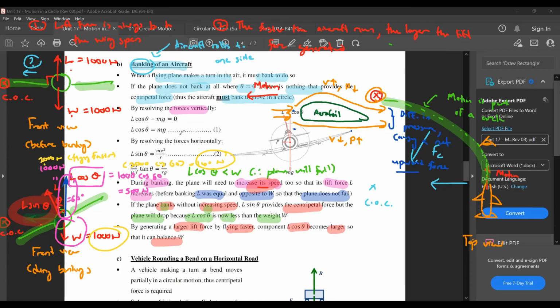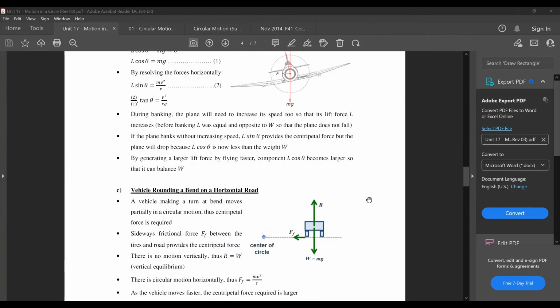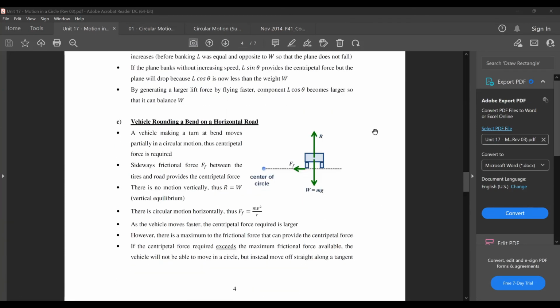All right. Okay, so this one is okay. This is for banking of an aircraft. Why does your aircraft need to bank when flying? So I'll just clear this one off. Then the next thing would be on another separate thing that is trying to move in a circle.